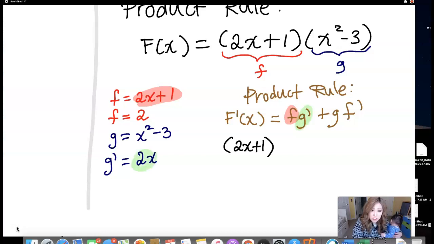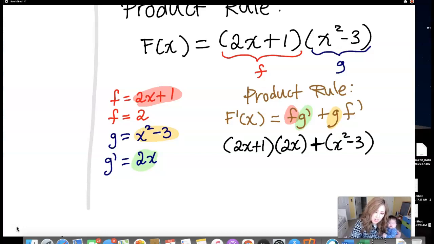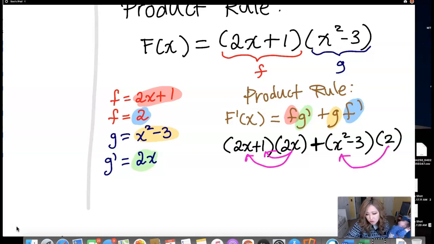And you see g prime is simply 2x. So parenthesis 2x. Plus sign. And where is g? The next term I need is g. G is x squared minus 3. X squared minus 3. And lastly, my f prime is going to be just 2. Okay, just 2. All right, I'm going to go ahead and simplify this. I need to just distribute the 2x and then distribute the 2.